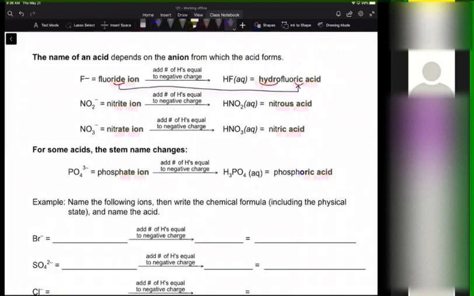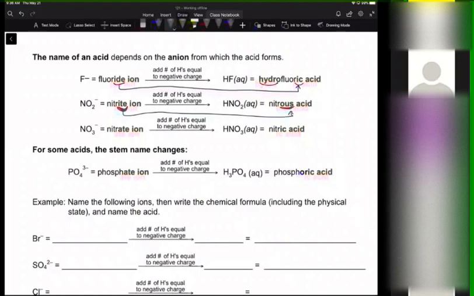If you have an ion that ends in ITE, then we're going to keep the name the same. We're going to drop that ITE and it's going to become OUS, nitrous acid. So we put an H on it to make a neutral compound. That makes it an acid. And it's named nitrous acid if it comes from an ITE, like nitrite or sulfite.